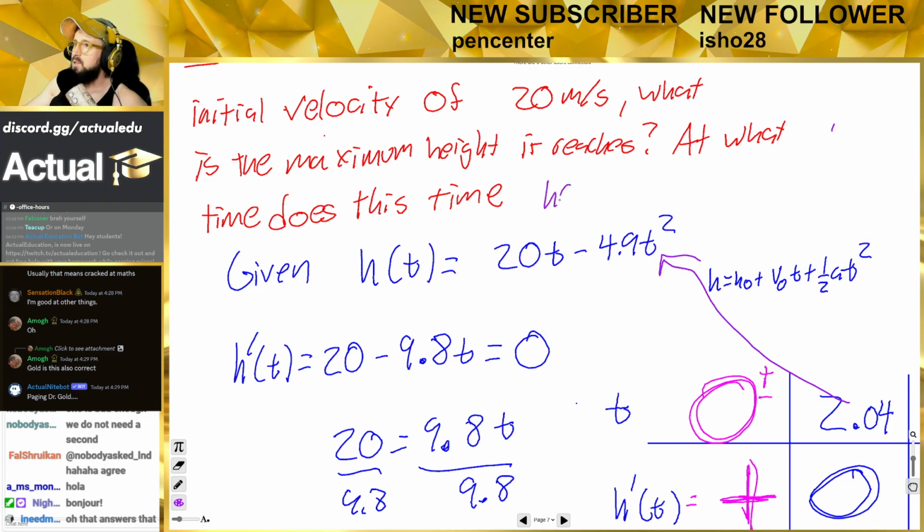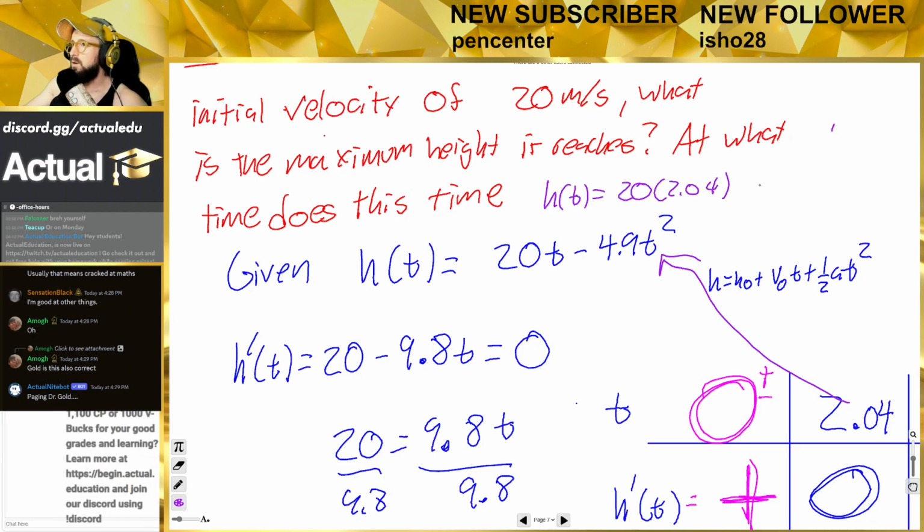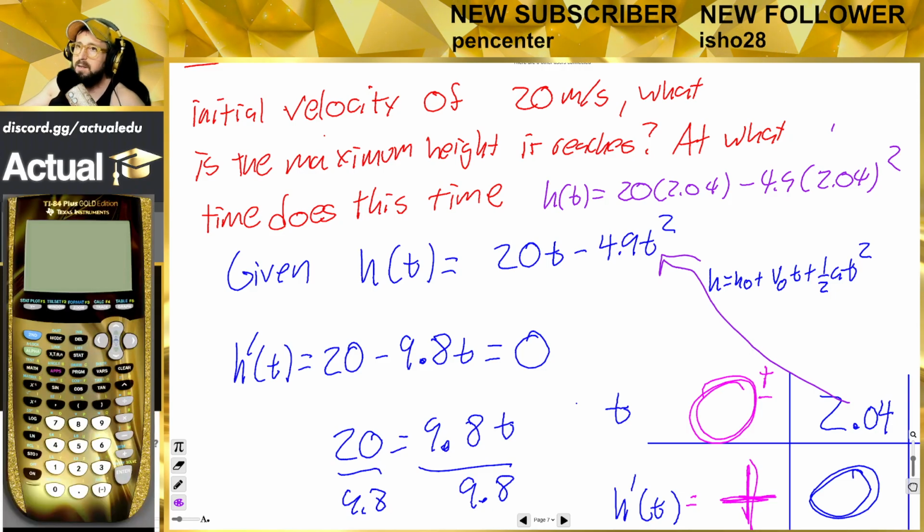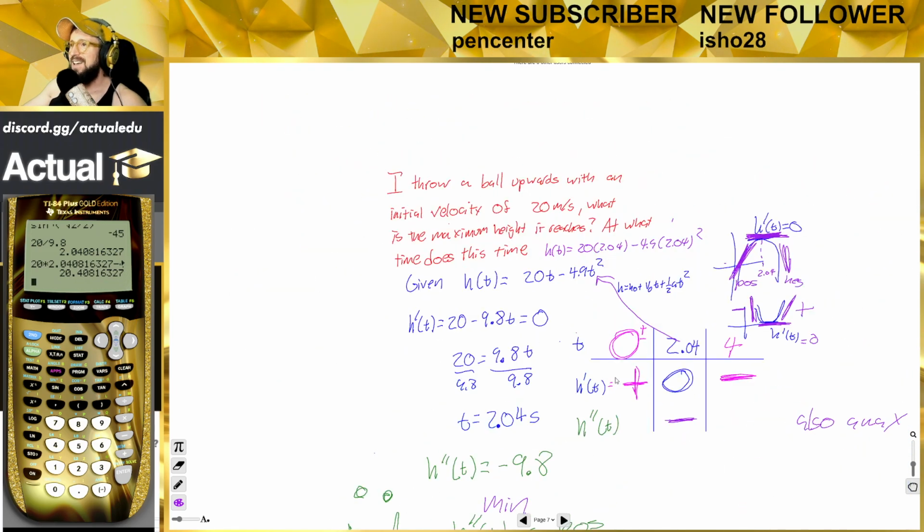So I just get h of t is equal to 20 times 2.04 minus 4.9 times 2.04 squared. So bust out the handy dandy calculator. Let's see what we get there. So 20 times this minus 4.9 times... This math is wild. Okay, cool. This gets me a height of, oh, wow, look, 20.4. It is literally just 20.4.